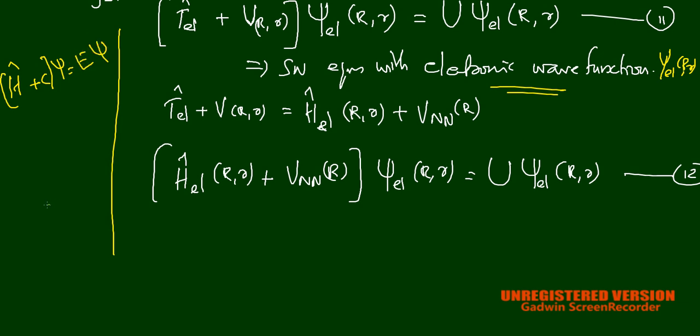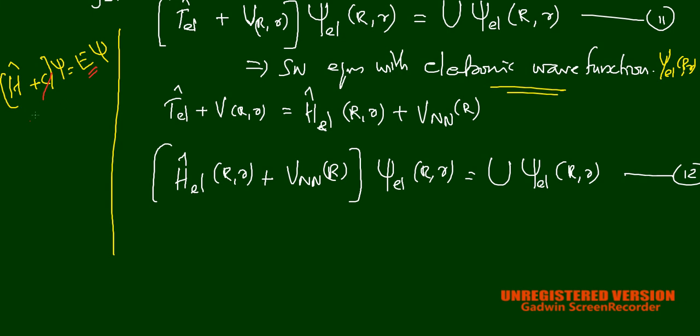And this can be proved that if you omit this constant C from the Hamiltonian, it will not affect the wave function. Rather, it will affect the energy eigenvalue E only. The energy eigenvalue E will be decreased by a value C.